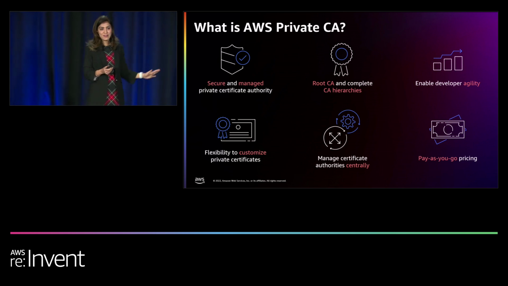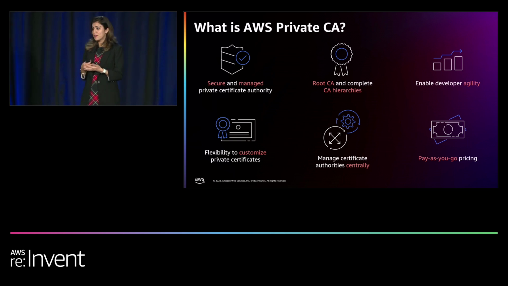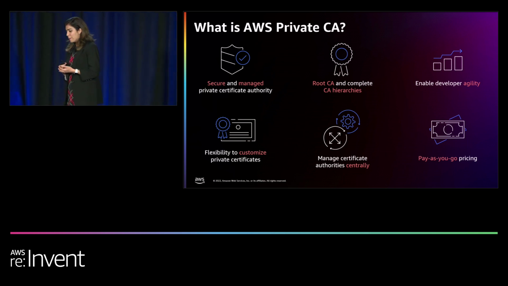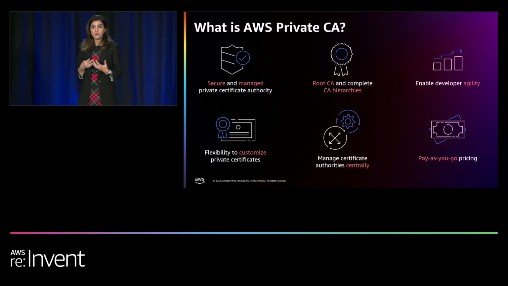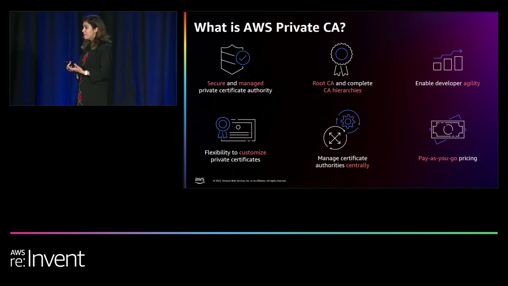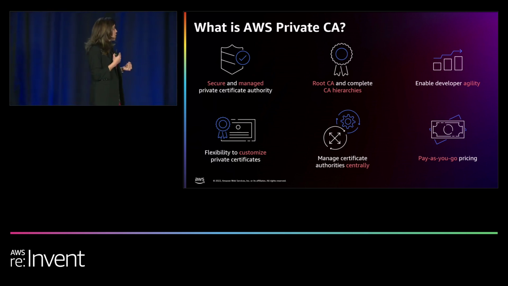So that was all ACM. So the next one is AWS Private CA. Private Certificate Authority Service is a service which allows you to manage certificate authorities centrally in one single place. And it allows you to customize private certificates for different needs. Those certificates can be used for devices, Kubernetes, service meshes, or simple SSL, TLS communication in the internal network.